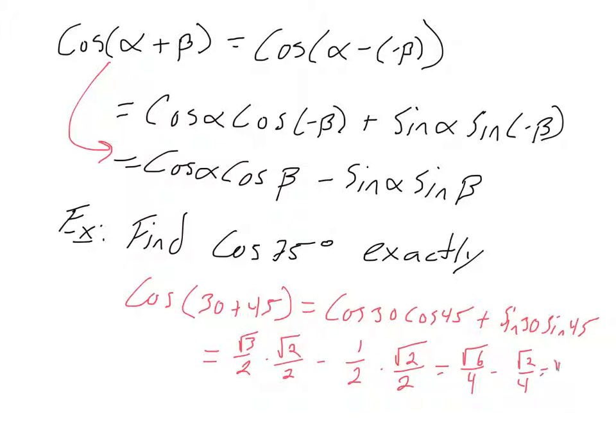And so we'll get square root of 6 minus square root of 2 over 4 when it's all said and done. So that's an exact value for cosine of 75. That's one of the applications. I can find angles now that are not special angles by expressing them as the sum or the difference of a special angle if it's cosine. So far we don't have one for sine, right?